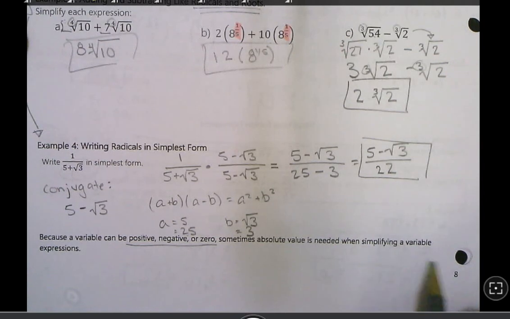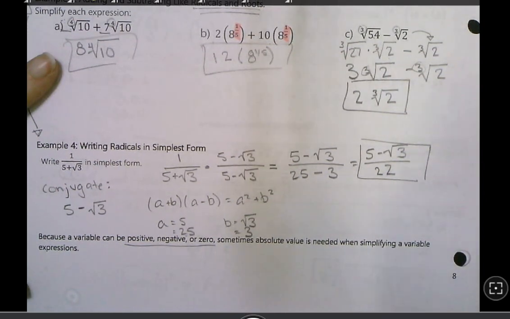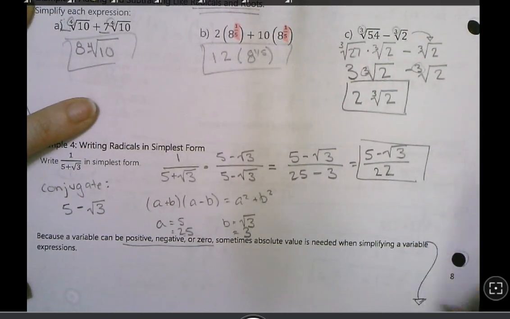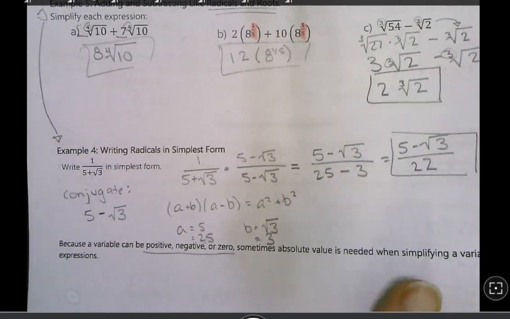the absolute value needs to be used when simplifying a variable expression. And that's because of some of our things that end up being undefined if it's negative. So this was supposed to be on the next page. So flip your pages over. This is the information it goes with.